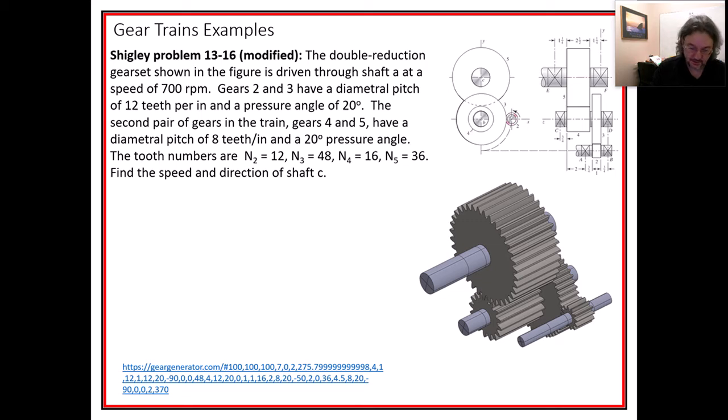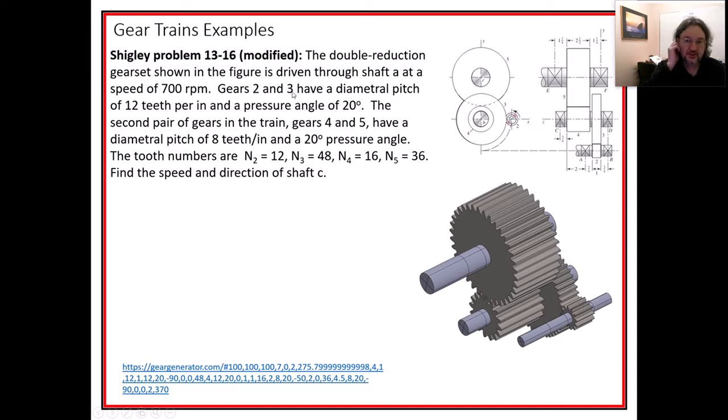Okay, this is class 4, and we're continuing on. So I had this example right here. This is a gear train example. This is problem 13-16 out of Shigley, and we have a double reduction gear set shown in the figure right here. So here's what the original figure looks like.